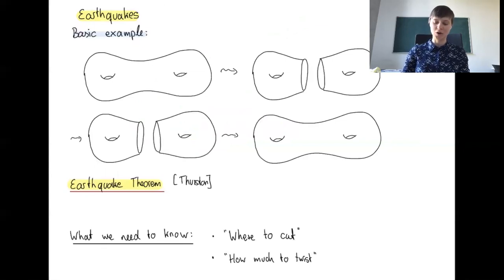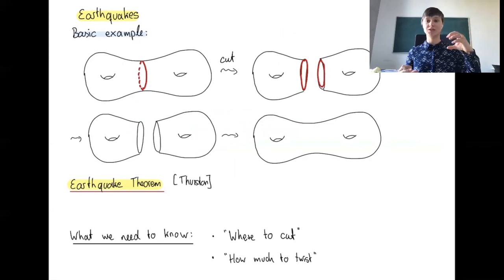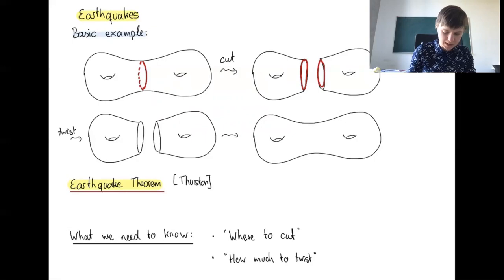A basic example of an earthquake is obtained as follows. You take the surface S and choose a simple closed curve. I choose this separating one. Then you cut the surface along this curve and obtain two parts. Then what you do, you fix one part of the surface and twist the other against it. So twist here. And well, in my pictures, it still looks the same, right? You cannot really see that something happened.